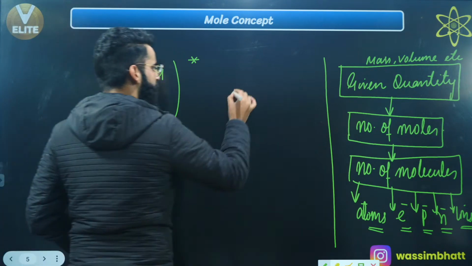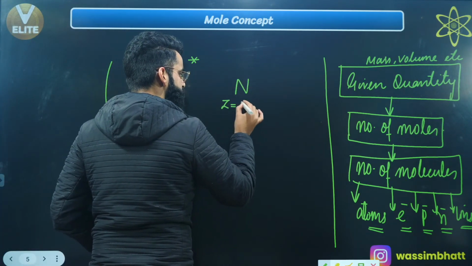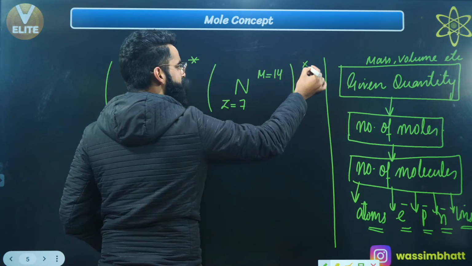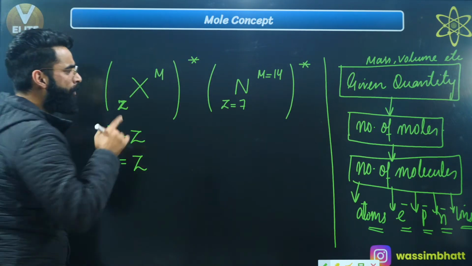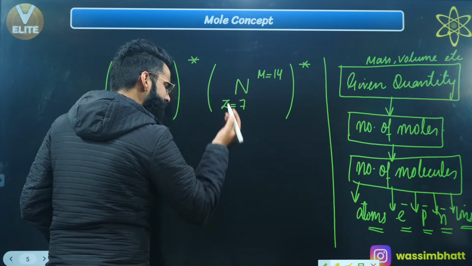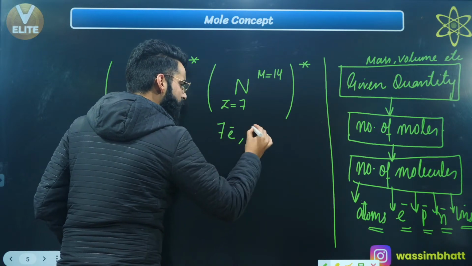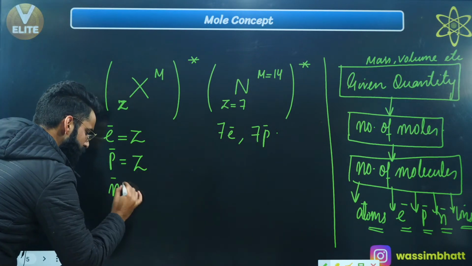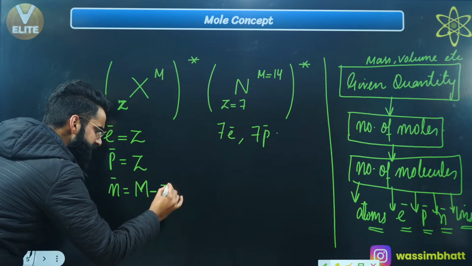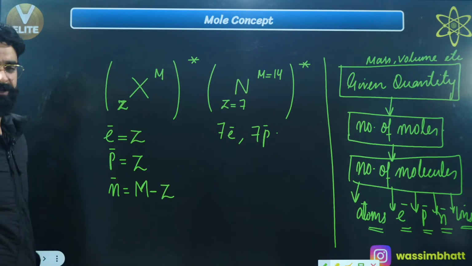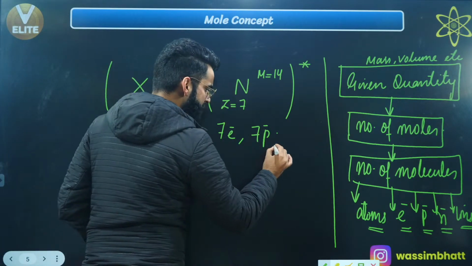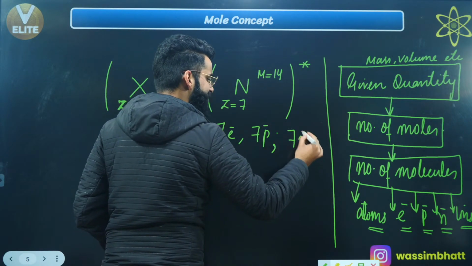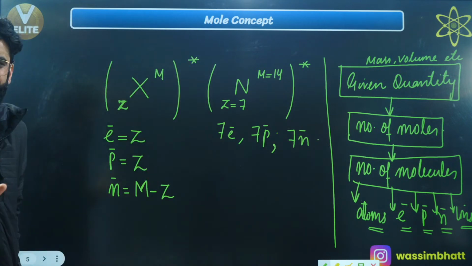For example, if I talk about nitrogen, what is the atomic number of nitrogen? It's 7. What is the atomic mass of nitrogen? It's 14. Nitrogen is not having any sort of charge right here. Now, if I need to calculate how many electrons are there in one atom of nitrogen, you will say one atom of nitrogen contains 7 electrons, and 7 protons as well. What about the neutrons? Neutrons you calculate by the formula atomic mass minus atomic number. M minus Z gives me the number of neutrons. So if I ask you how many neutrons are there in one atom of nitrogen, you'll say 14 minus 7, that comes out to be 7. So there are 7 neutrons in one atom of nitrogen. As simple as that, right?